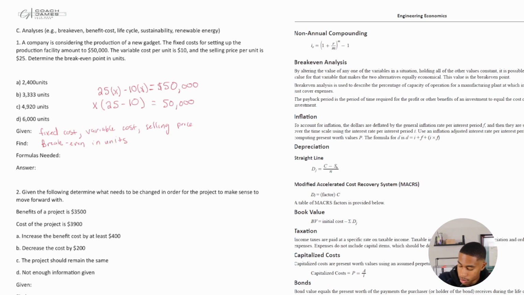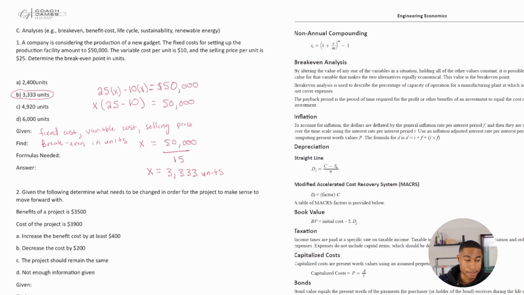So really, we'll just bring this down and say X is equal to 50,000 divided by 15. And if I put that in my calculator, I get X equals 3,333 units. So I know I need to sell 3,333 units in order to ensure that I can pay back the money to cover the cost of the facility.